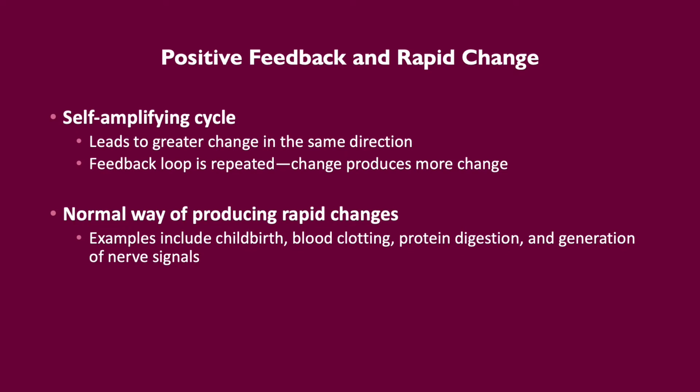Positive feedback and rapid change. Self-amplifying cycle leads to greater change in the same direction. Feedback loop is repeated. Change produces more change. A normal way of producing rapid change, examples would be childbirth, blood clotting, protein digestion, and generation of nerve signals.